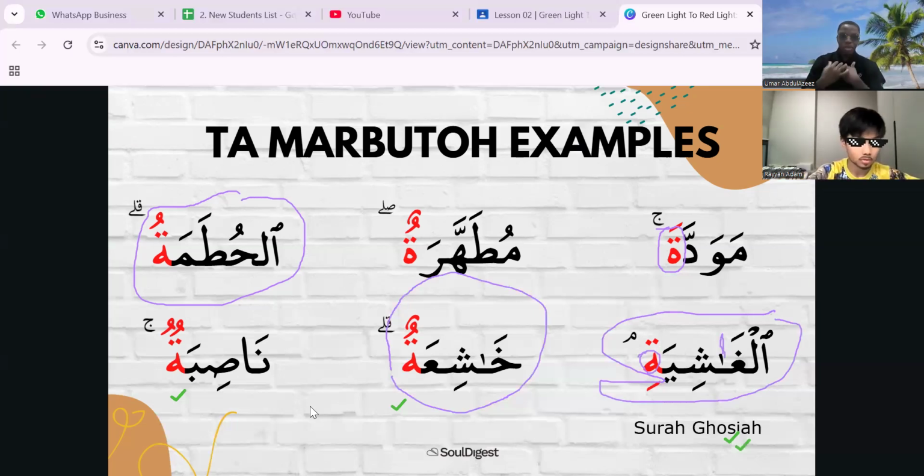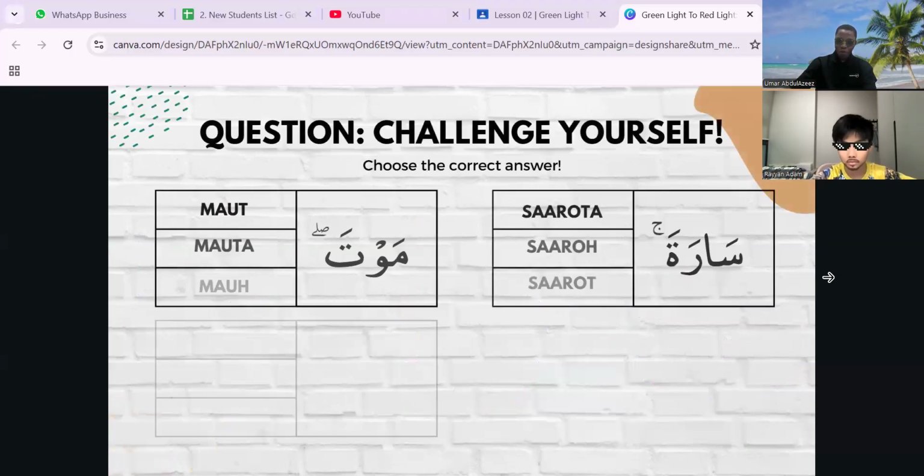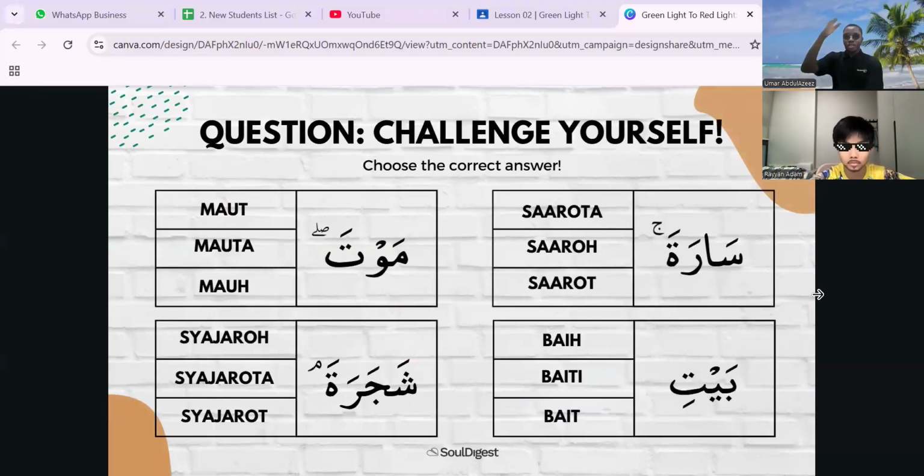I'm feeling that you are getting this. Is my feeling right? I'm feeling that you are getting this Ta Marbuta. Is my feeling correct? I have a good feeling. Okay, let's move on. Now we are going to challenge ourselves.